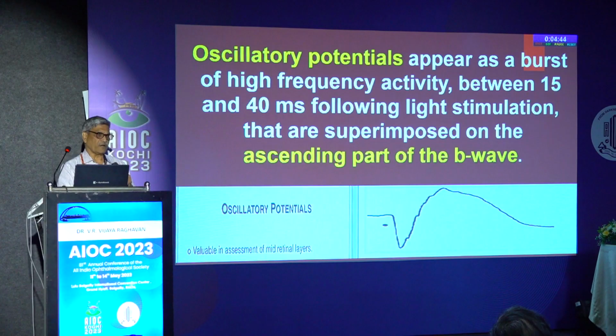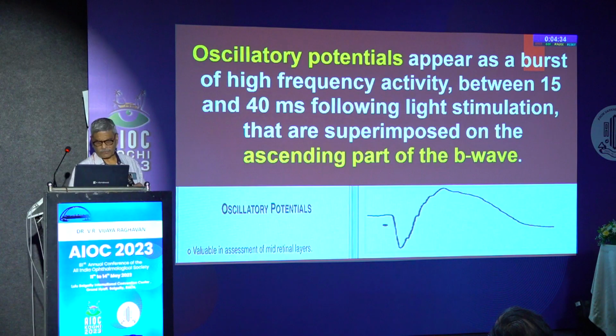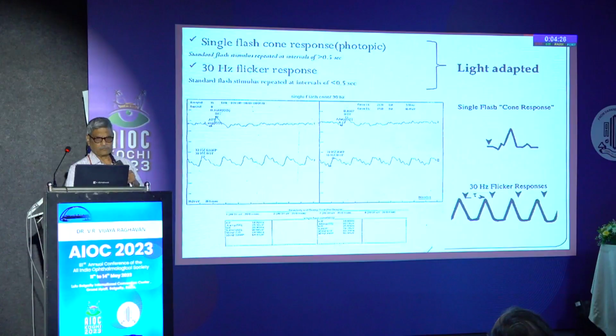Oscillatory potentials are in the ascending limb. Can you see here the oscillatory potentials? These are all in the ascending limb. If they are absent, I already told you, for example in diabetic retinopathy, they are significantly reduced.